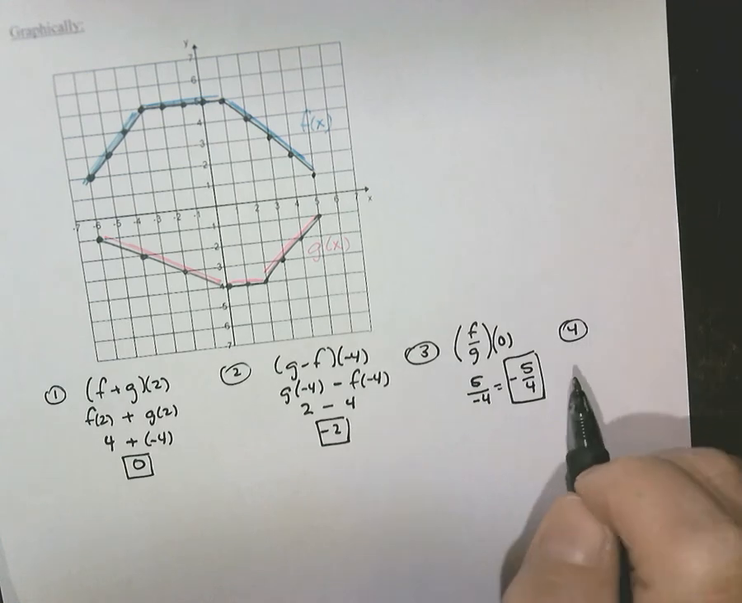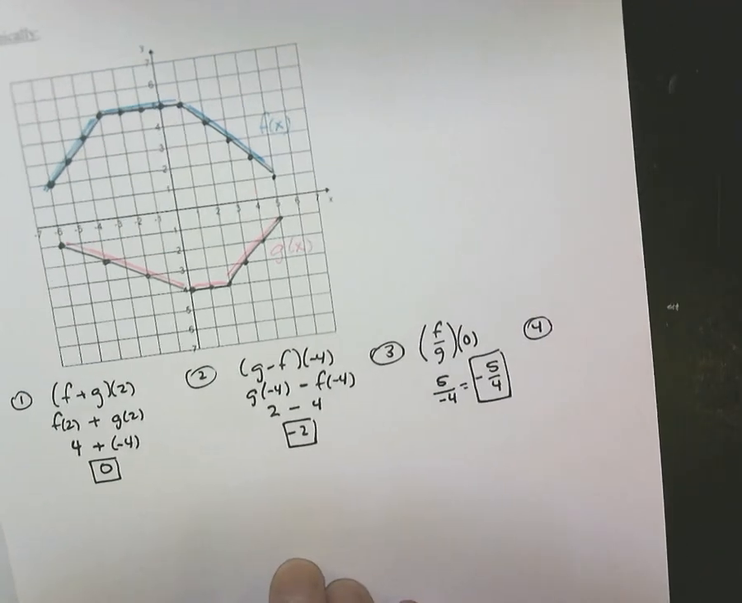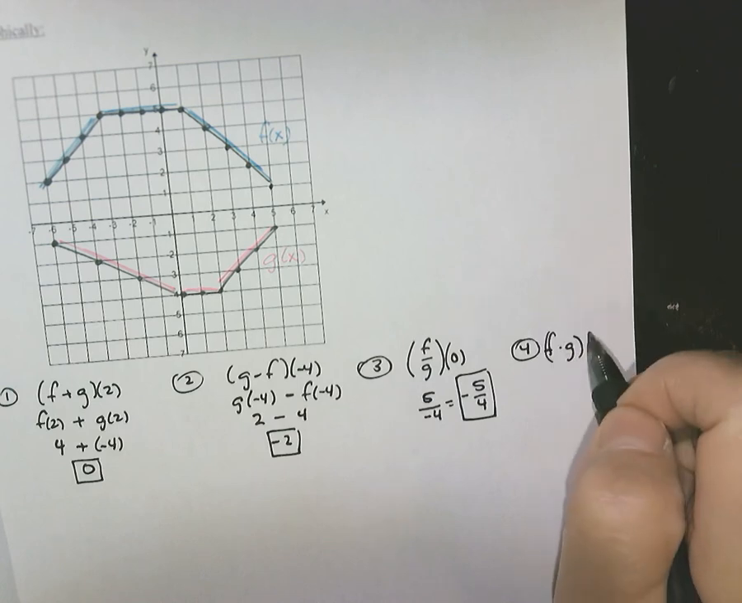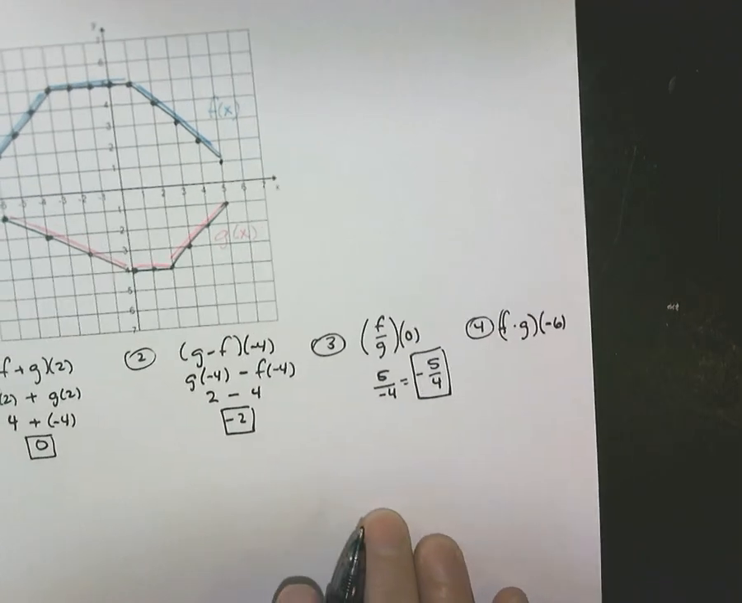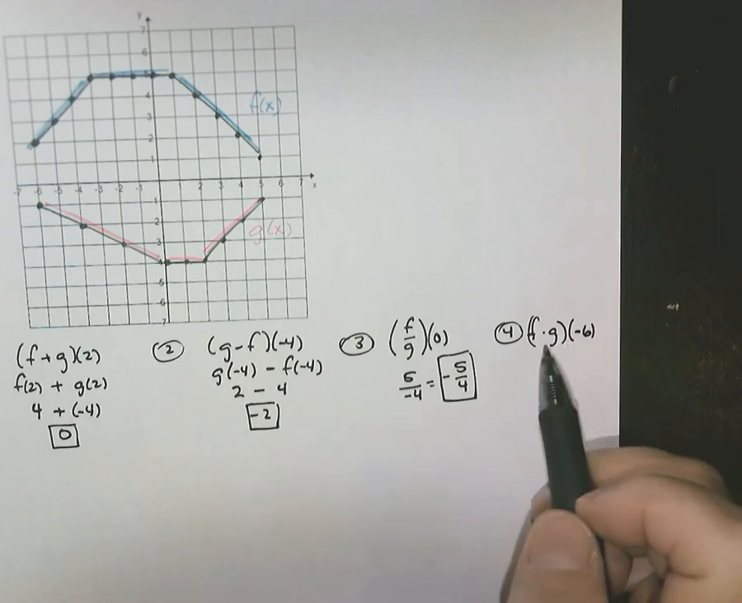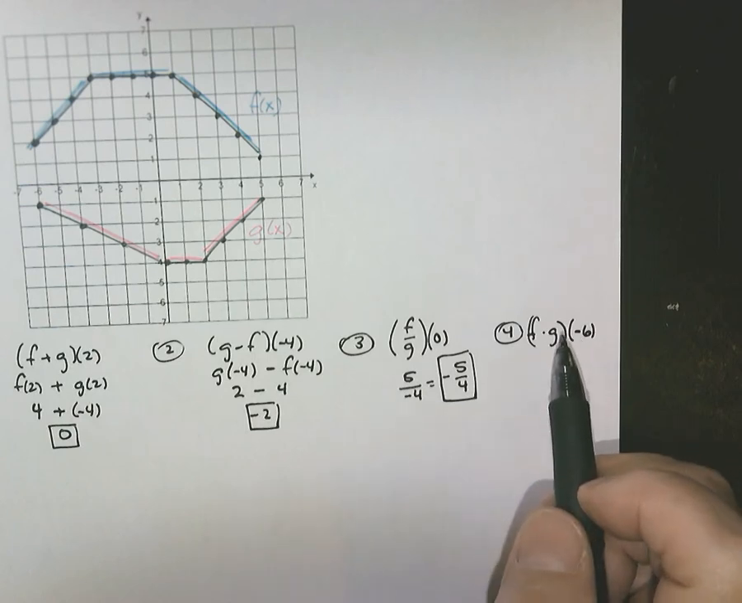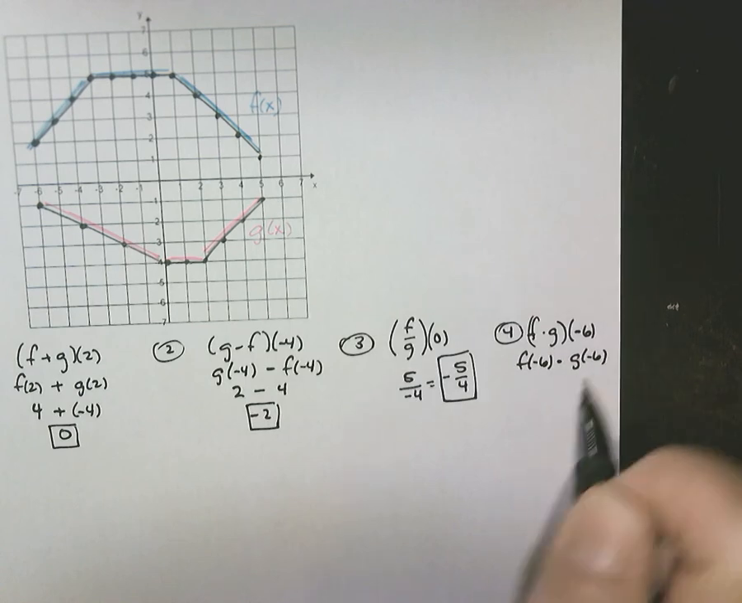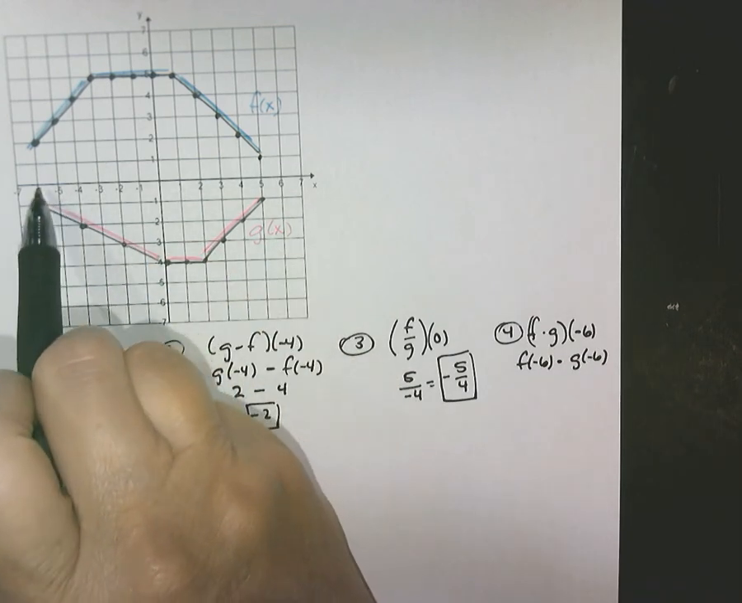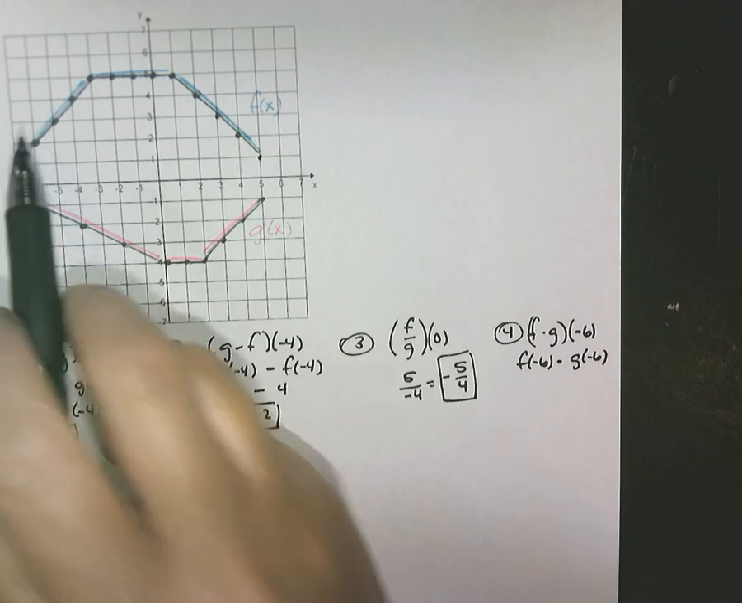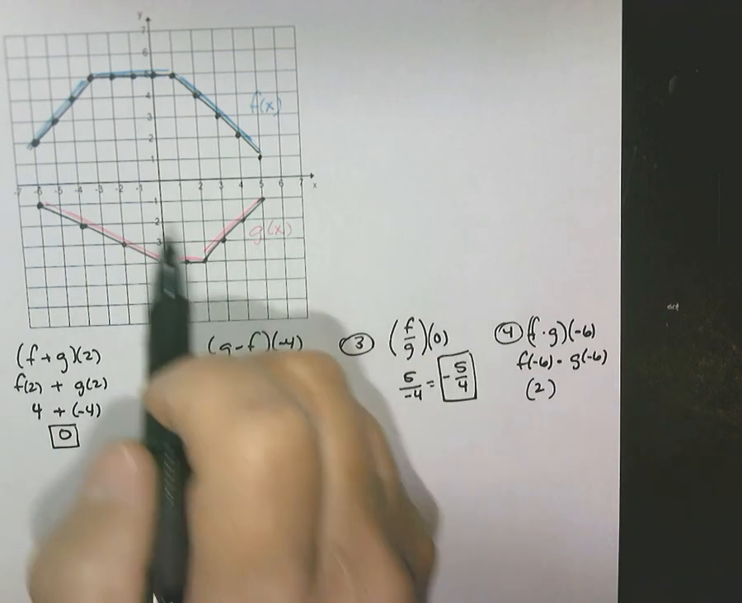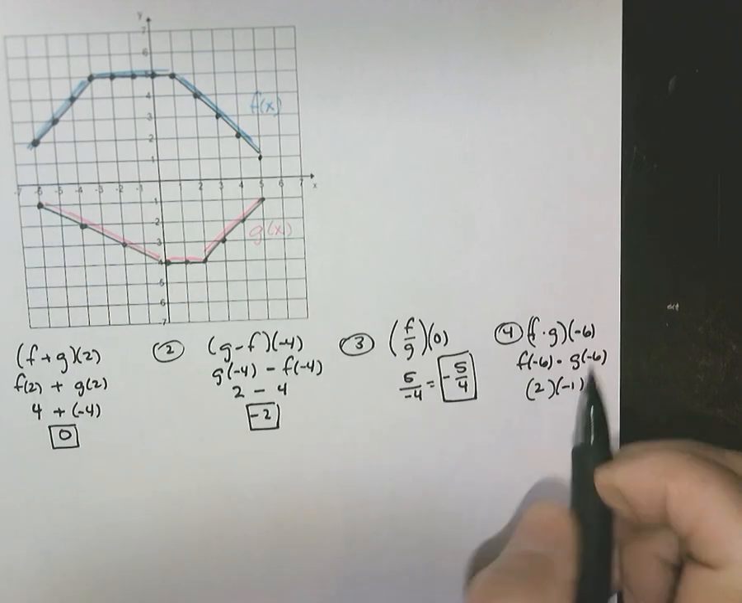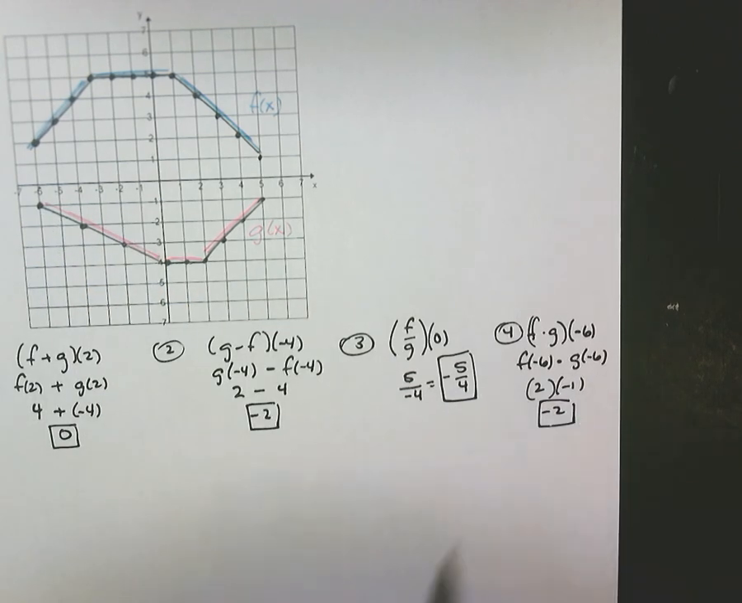And the last one I'll do is, let's do a multiplication. So let's do f times g of negative 6. So f of negative 6 times g of negative 6. F of negative 6, there's negative 6. I have a 2. G of negative 6, there's negative 6, I get negative 1. So my answer is negative 2.